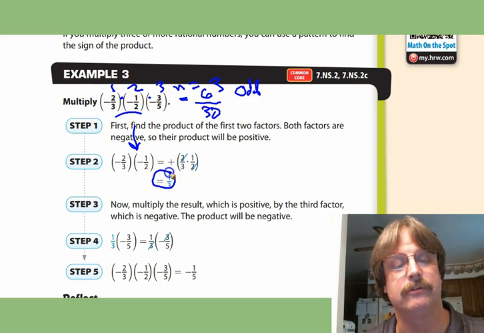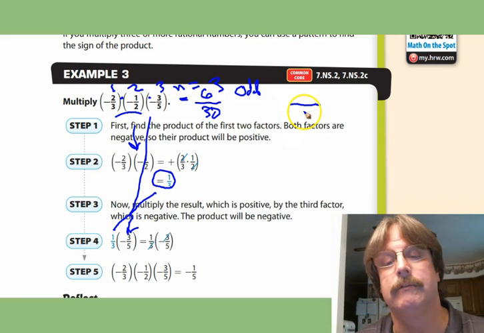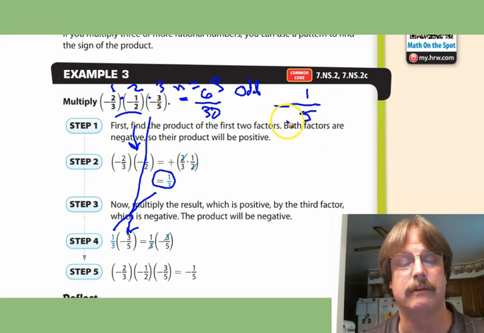They come up with this answer, and then they come down and they do this, and they bring this guy down here, and then they do the same thing. So 6 goes into 30 5 times, and 6 goes into itself 1 time, and the answer is negative, so it reduces to negative 1/5.